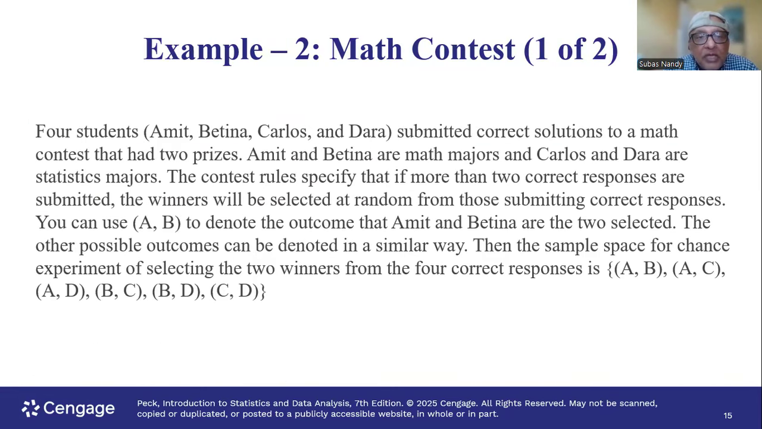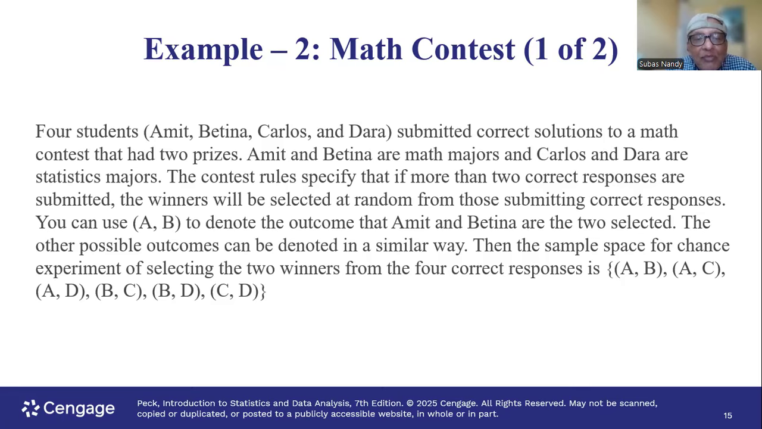4 students, Amit, Bettina, Carlos, and Dara, submitted correct solutions to a math contest that had 2 prizes. Amit and Bettina are math majors, and Carlos and Dara are statistics majors. The contest rules specify that if more than 2 correct responses are submitted, the winners will be selected at random from those submitting correct responses.